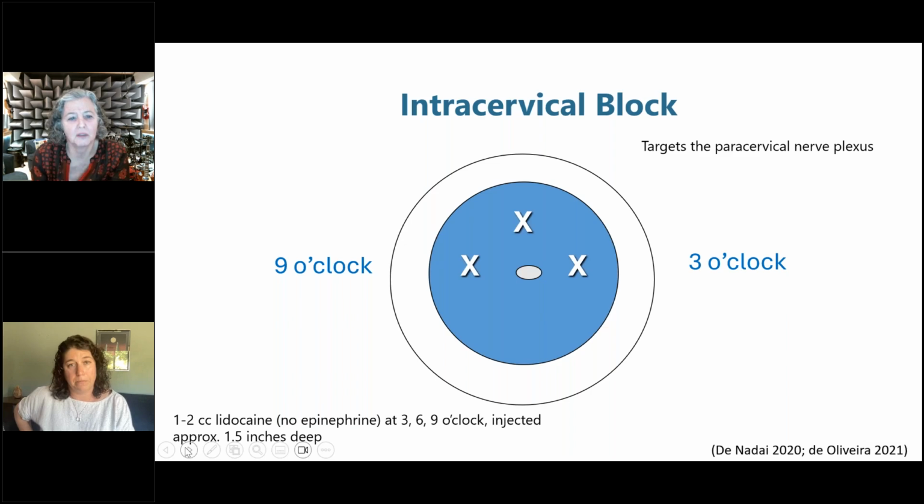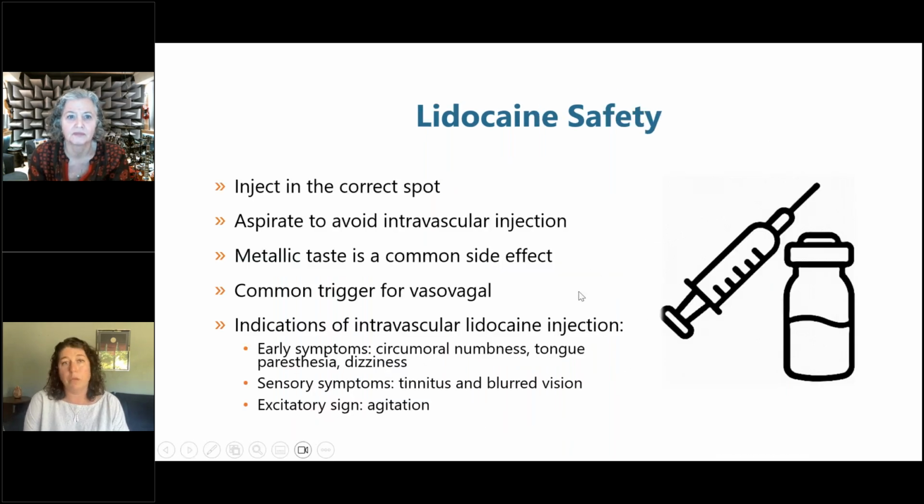And you are going to want to pull back when you've put the needle in, to make sure you're not in the vessel. With both, yes. So you're going to want to inject in the correct spot, obviously, and aspirate, as I just said, pull back. And it's not uncommon for somebody to have a little metallic taste, but if they start to have tongue paresthesia or dizziness, or certainly if they start to work into tinnitus and blurred vision, then that's the point at which you want to not give them any more lidocaine and observe.